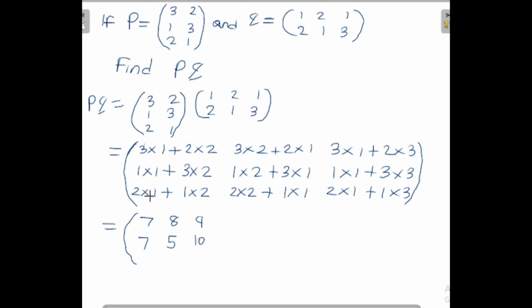2 times 1, 2, plus 1 times 2. 2 times 1 is 2. 1 times 2 is 2, so here will be 4. Here will be 2 times 2, 4. 4 plus 1, 5. Then here 2 times 1, 2. Plus 1 times 3, that's 3. 2 plus 3, that's 5. So that's our final answer.